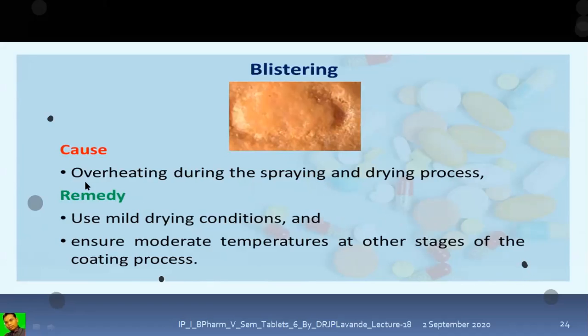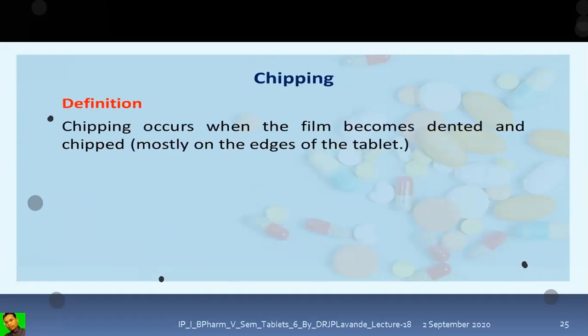See again, increasing the heating or the temperature may give rise to another problem, which is said to be blistering. So we need to have an optimized temperature so that blistering does not occur, so that the sticking or twinning of the tablet does not occur. Now, what is the remedy? The remedy is the use of mild drying conditions, and we need to ensure a moderate temperature at other stages of the coating process in order to avoid blistering.